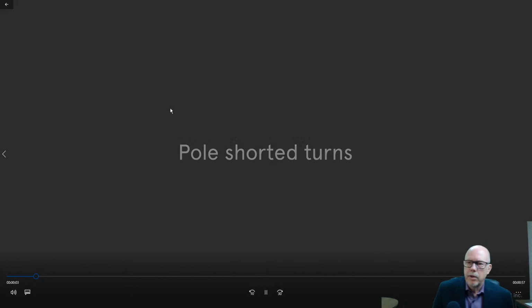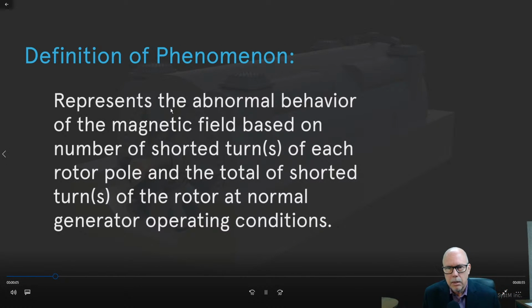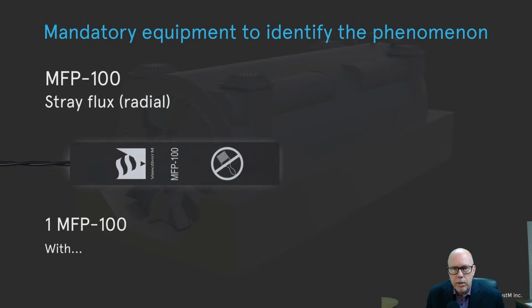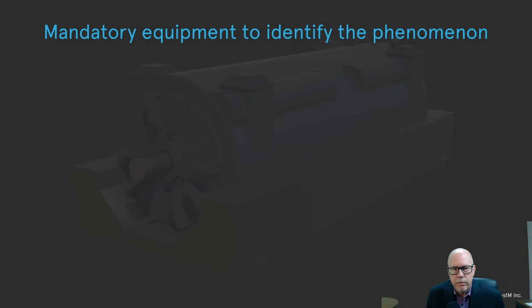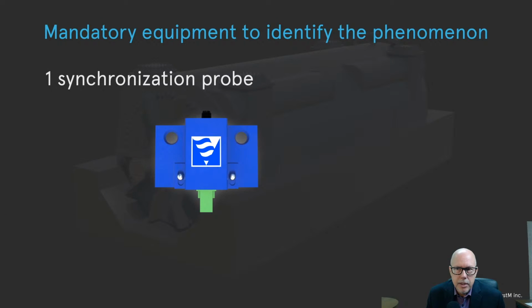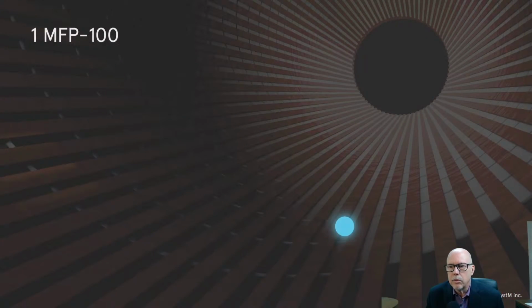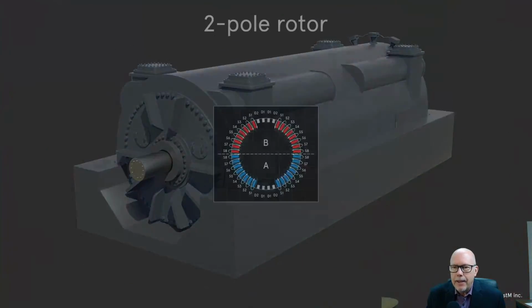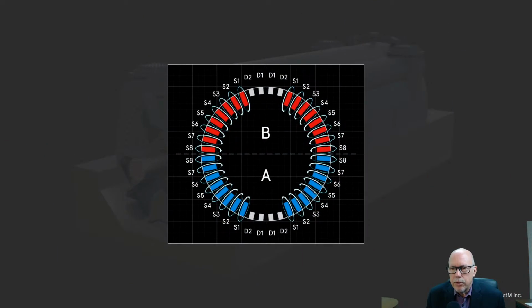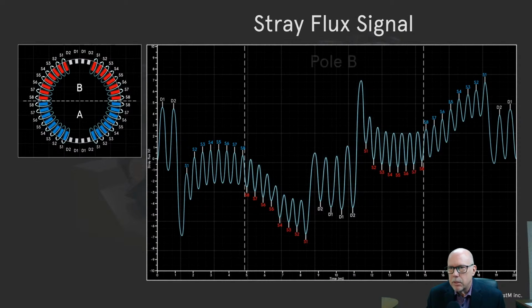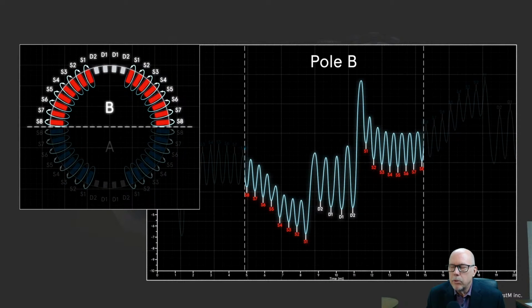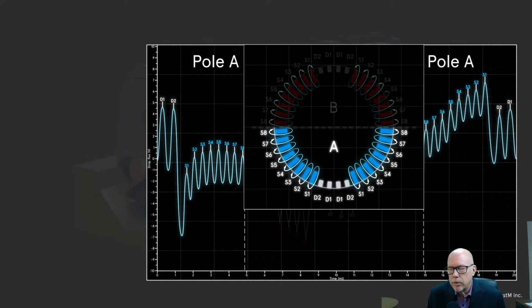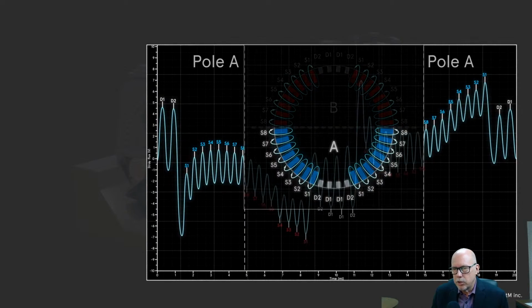Okay, so of course, stray flux monitoring is an issue of detecting possible shorted turns on rotor poles. We use a stray flux probe, as I mentioned in the previous video. And we use a synchronization probe to determine where the poles are, pole A and pole B on 2-pole units. So the sensor is installed on the stator core, same picture as before. And we monitor the amount of leakage flux that comes off the rotor.